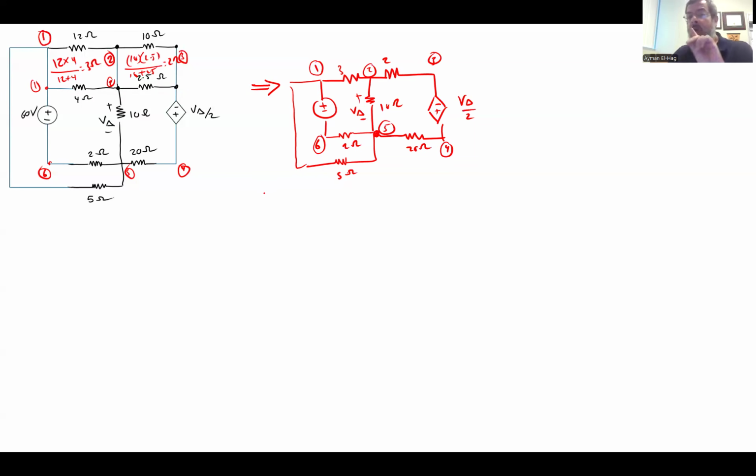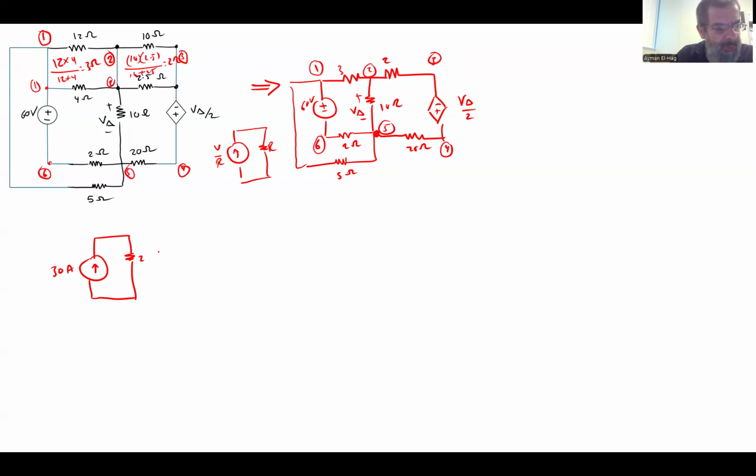Now we need to do source transformation. So we have a voltage source, which is 60 volt in series with the 2 ohm. Then I can substitute this with a current source in parallel with a resistor R, and this is just V divided by R. So I will do the second reduction here. I will have the current source, which is 60 divided by 2, so it's 30 amps, in parallel with the 2 ohms.